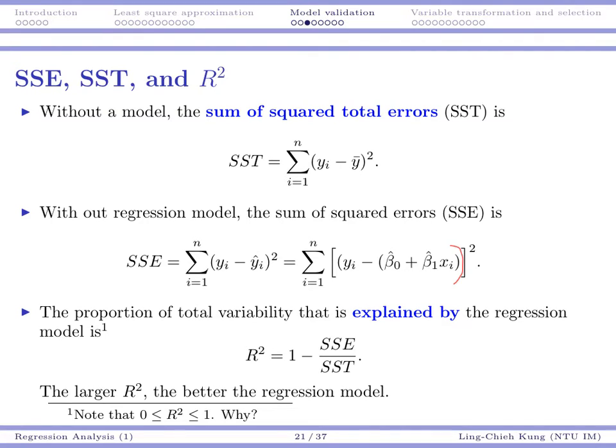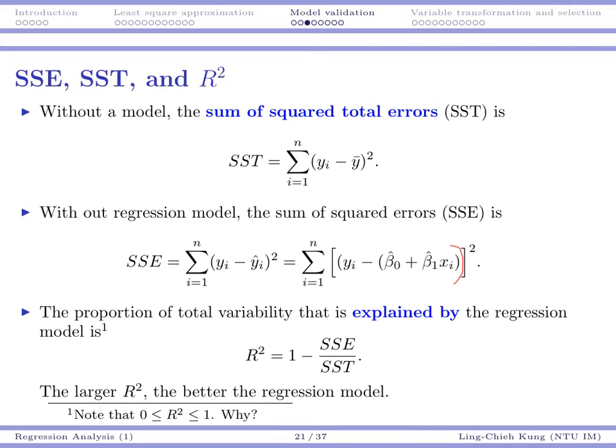SSE cannot be larger than SST, right? Because this is so stupid. SSE is better, so this number is smaller. So we can have this ratio. This ratio must be smaller than 1. Okay? If SSE is very close to SST, our regression model is useless. Then this R² value would be close to 0. On the other hand, if SSE is much smaller than SST, then this ratio would be small, our model is good, and the R² would be close to 1.